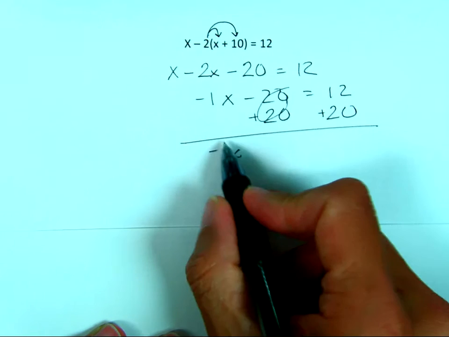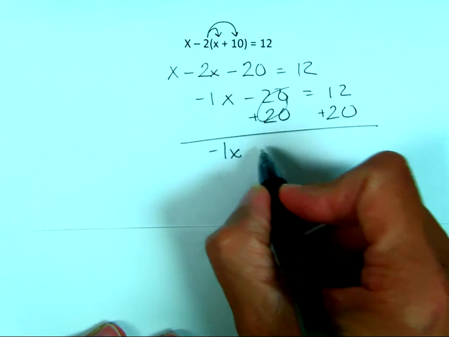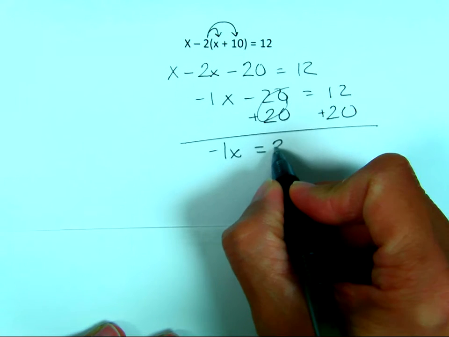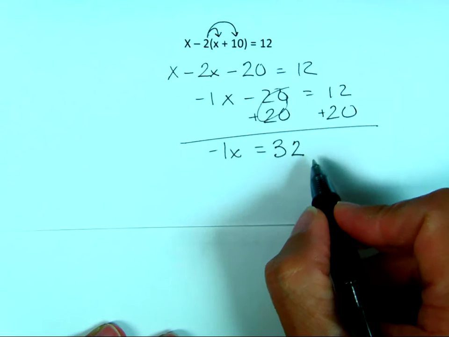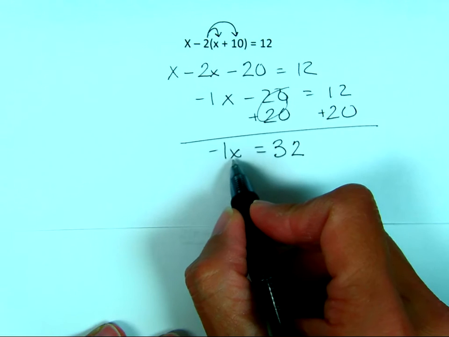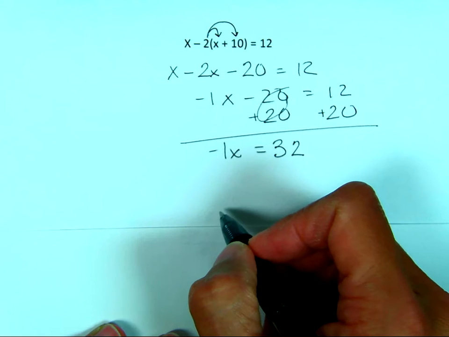And you don't really need this 1 right here. You could just say -x, but I'm going to leave it there for right now to kind of help those who might like it that way. So now we have -1x equals 32. We're almost there. x is almost alone. We just have to get rid of this negative sign.